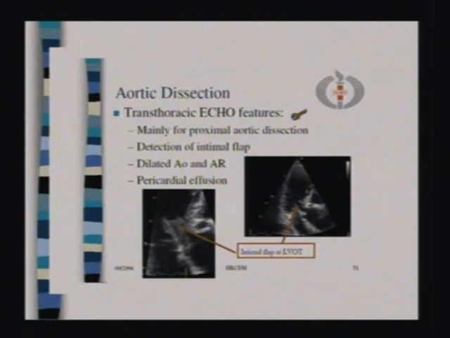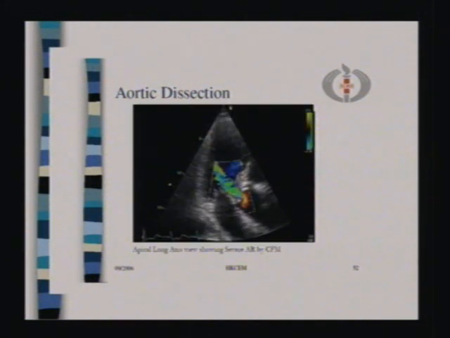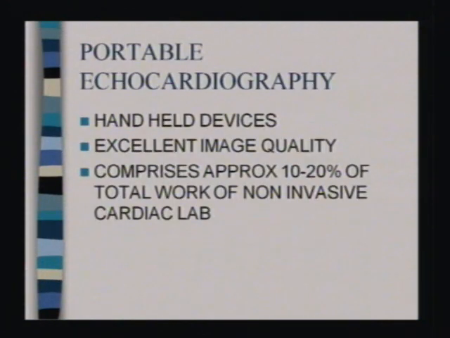Here you can see the intimal flap at the LVOT. This is a patient of aortic dissection with AR. Severe AR is seen in this patient.